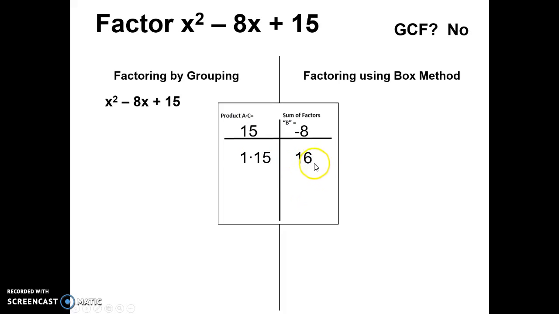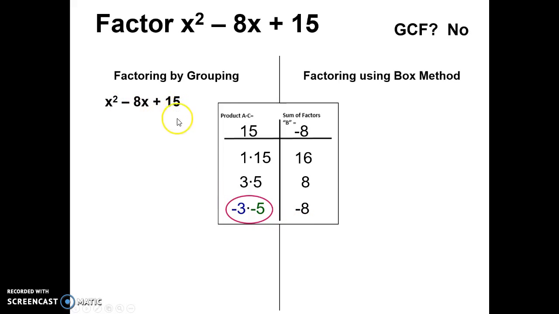And that's not going to work, is it? If I do positive 3 times positive 5, that's positive 15. That adds up to positive 8. Let's make both of those factors negative. Negative 3 times negative 5 is positive 15. When you add -3 plus -5, you get the -8. There's the two terms I'm going to use.